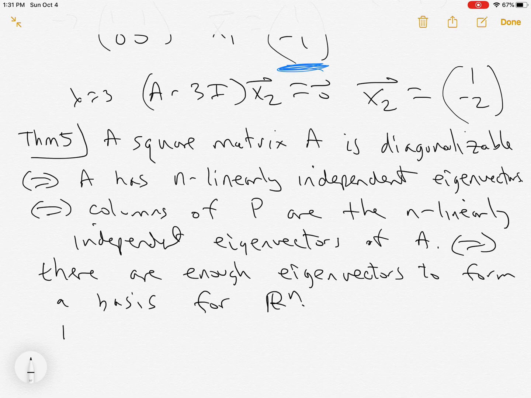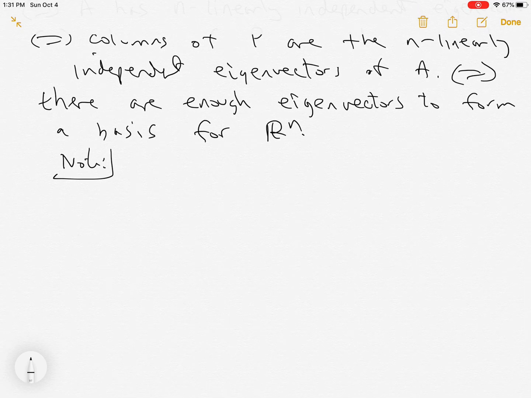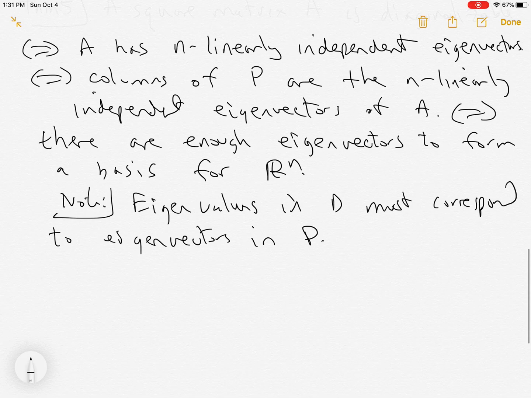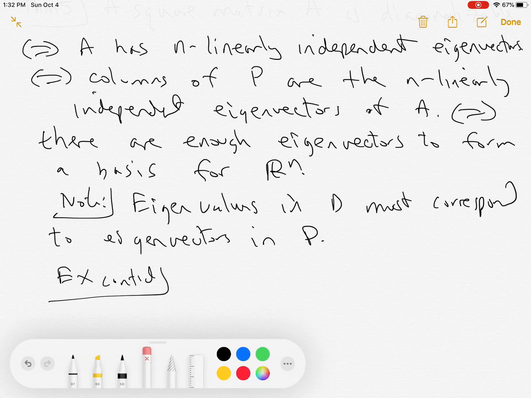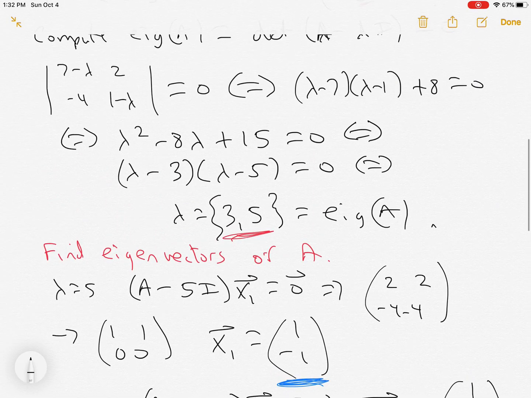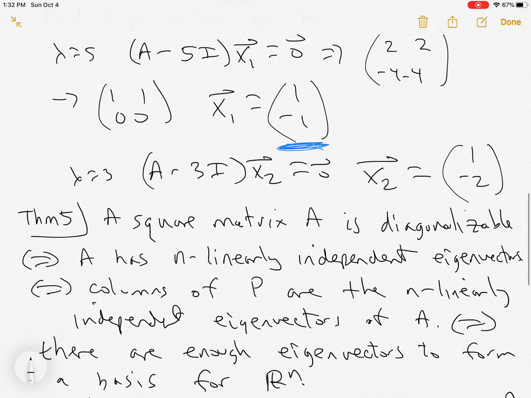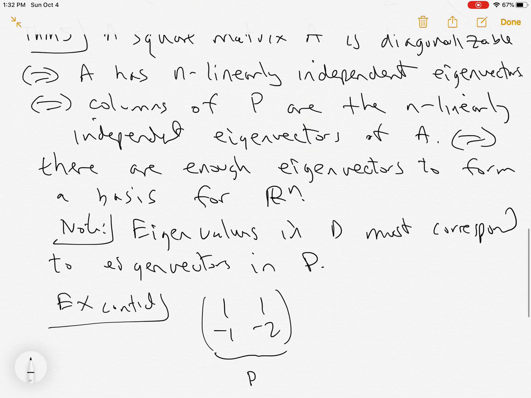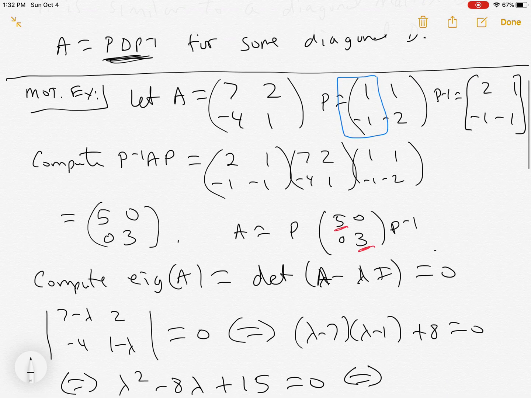All right, and it's also important to note the eigenvalues in D must correspond to the eigenvectors in P. So going back to P and D from before, for example, P was 1, 1, minus 1, minus 2. So here's P, and D was 5, 0, 0, 3.